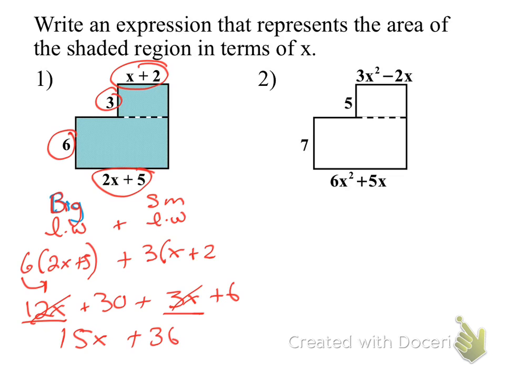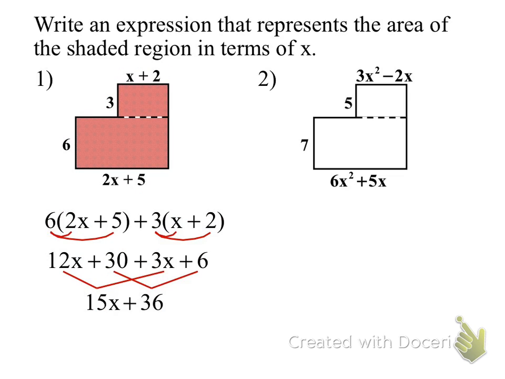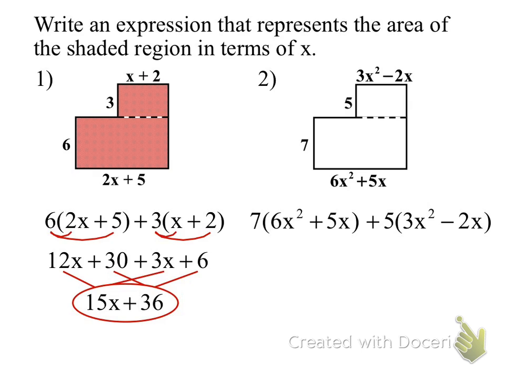Kendall, what am I multiplying together? For the big one, you're going to multiply 7. You can just distribute it to 7 times 6x to the second power plus 5x. And then for the small one, you're going to add 5 times 3x to the second power minus 2x.